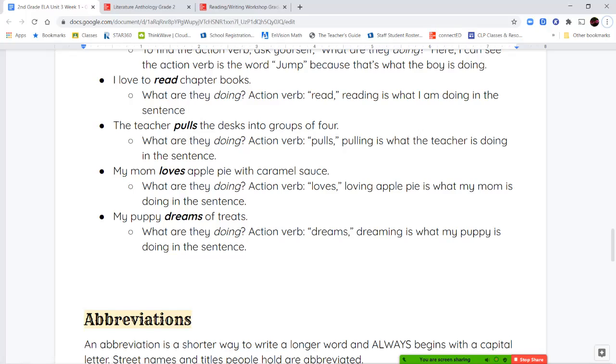Your action verb usually comes right after the subject in your sentence. So that's a good clue to remember. So find the subject in your sentence and see what comes right after it. That's usually going to be your action verb.